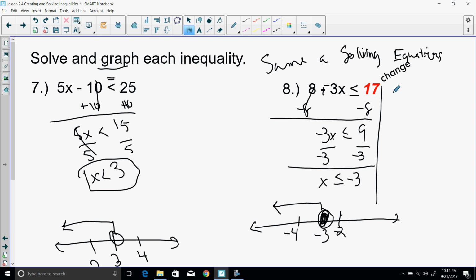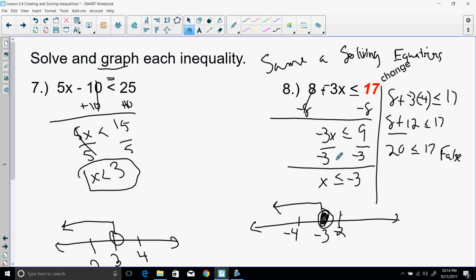So I have 8 plus negative 3 times negative 4. That's supposed to be less than or equal to 17. What does that give me? 8 plus negative 3 times negative 4 is positive 12. Combining like terms, I get 20 is less than or equal to 17. Well, is 20 less than or equal to 17? No, it's not.